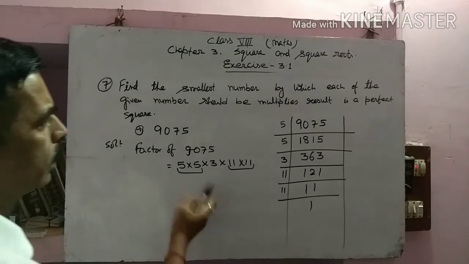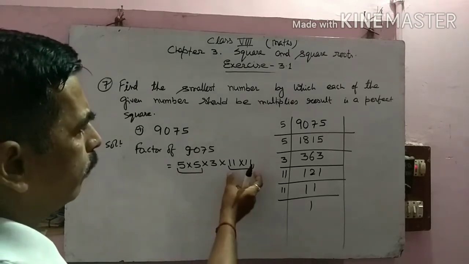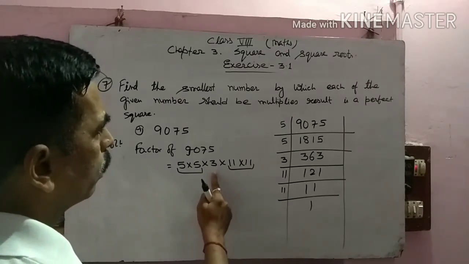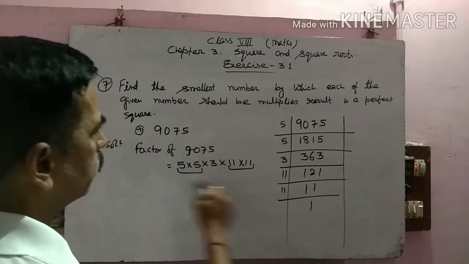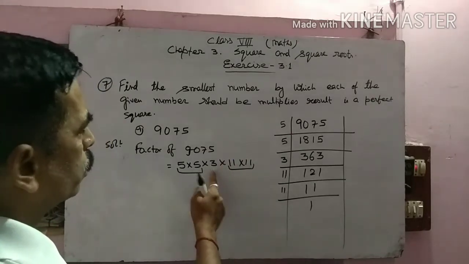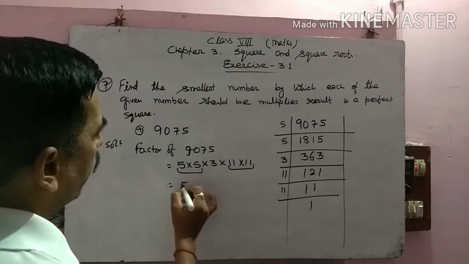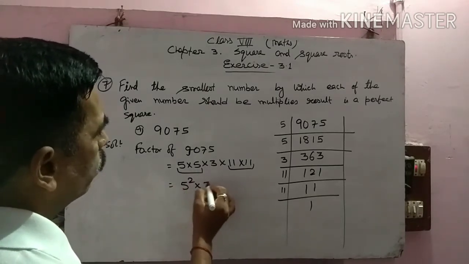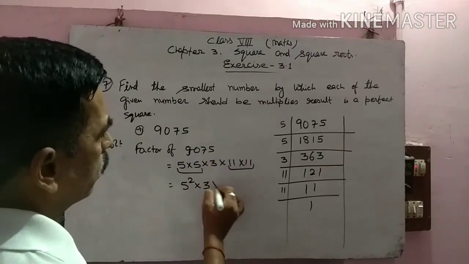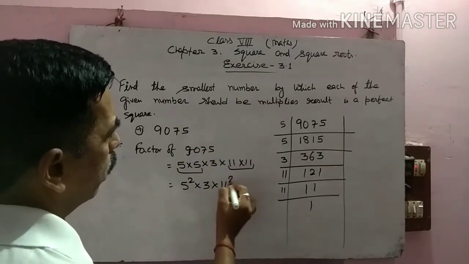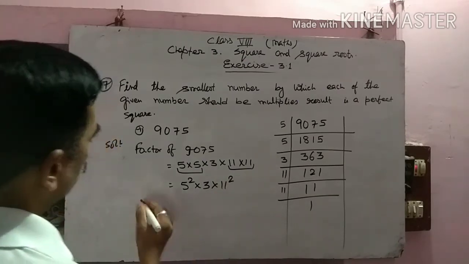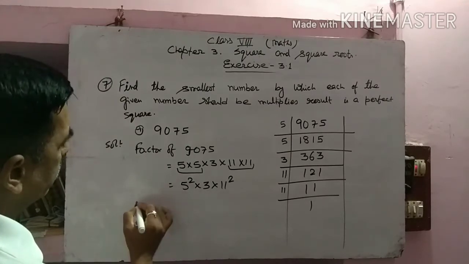Is it clear? So 5 is in pair, 11 is in pair, 3 is alone. So if you multiply by 3 more in this multiplication, we get the pair of 3 also. So it becomes 5 square into 3 square into 11 square, but here 3 square is not present, so that's why I have written 3 alone. So 3 is required to make it a square.